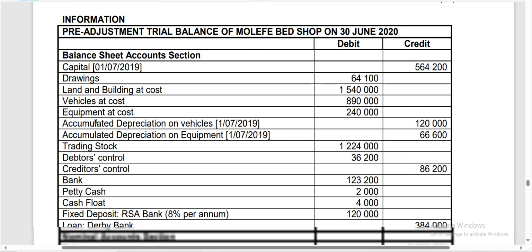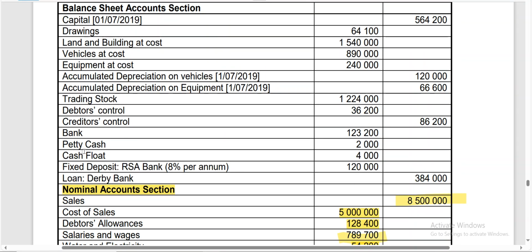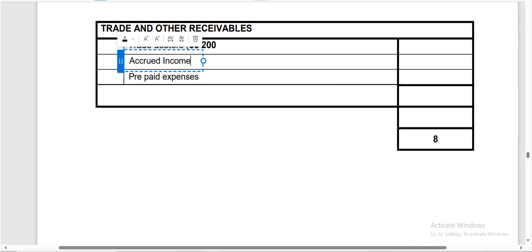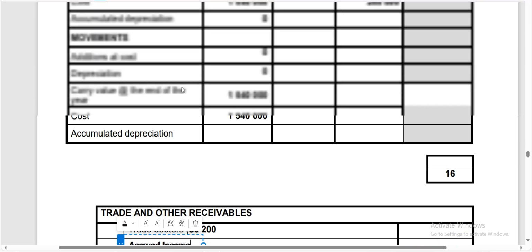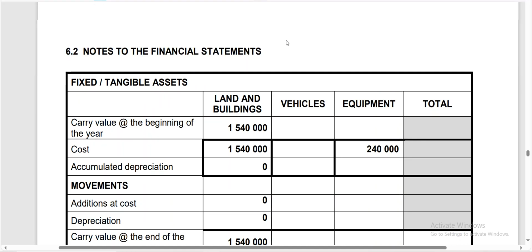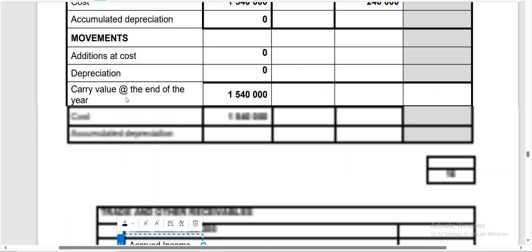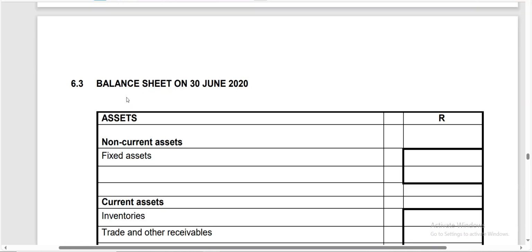So if you look at this, okay, we'll come to it as we do it. But you need to know what to include. These are the two notes that they want you to do here. It's very important for you to make sure that you follow them correctly. So now here, if you check, we have our capital balance of 564,200.